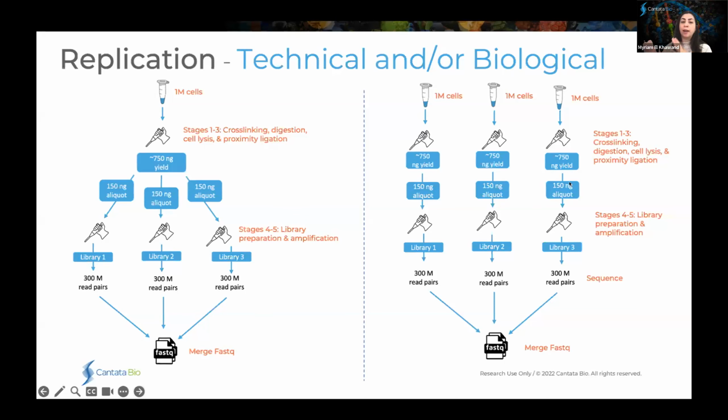If you're looking for a more biological replication, you're going to start with 3 aliquots of your samples, so 3 pellets of 1 million cells each.